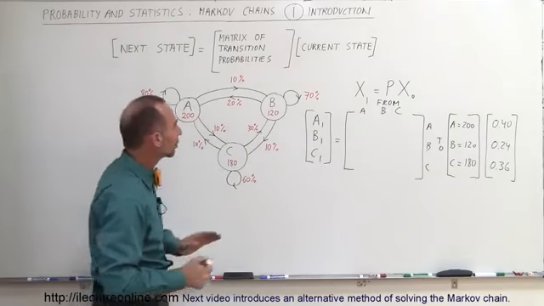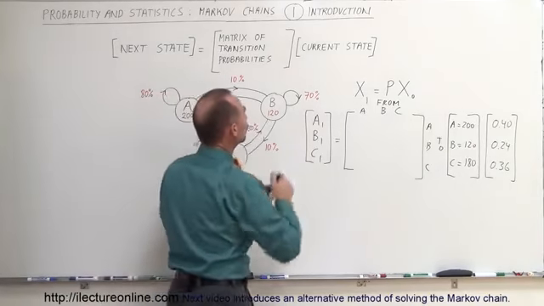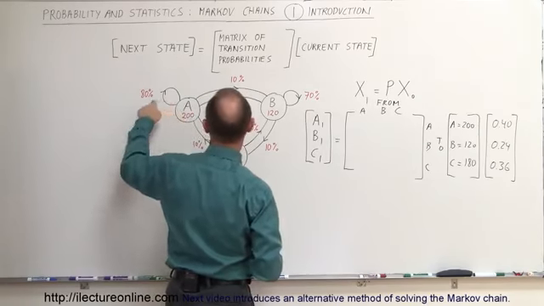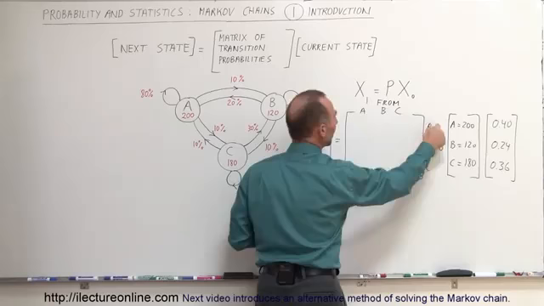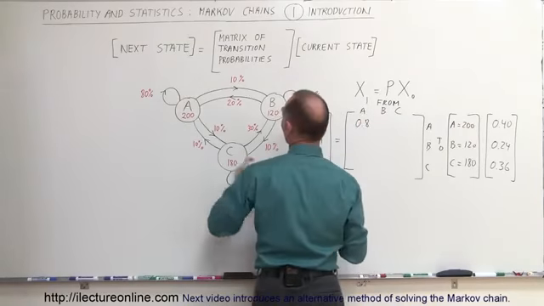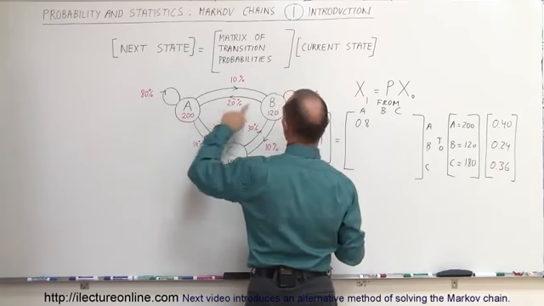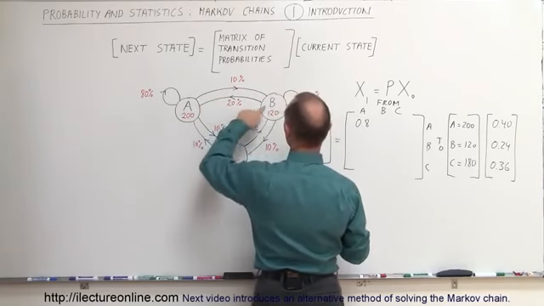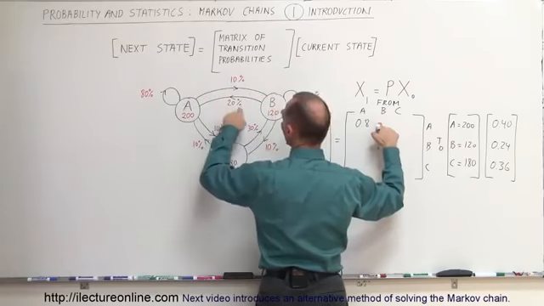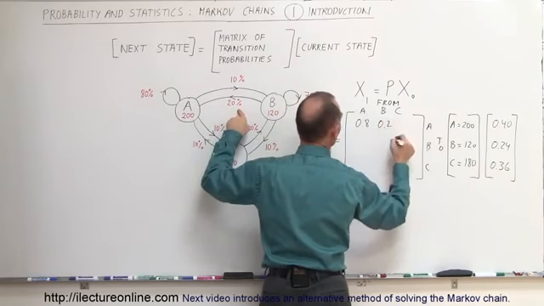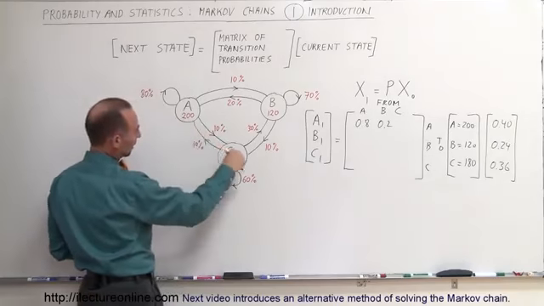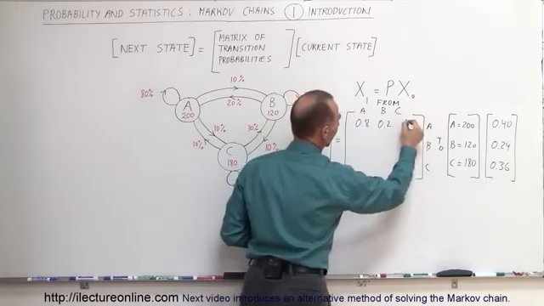The probability matrix is simply converted percentages into numbers, decimal places. So from A to A is 80%. So from A to A, that's this cell right here, that would be 0.8. From B to A, that is 20%, that's 0.2. And from C to A, that's this one right here, that's 0.1.